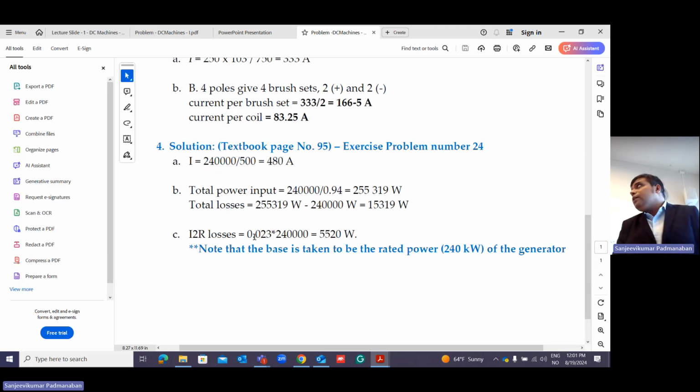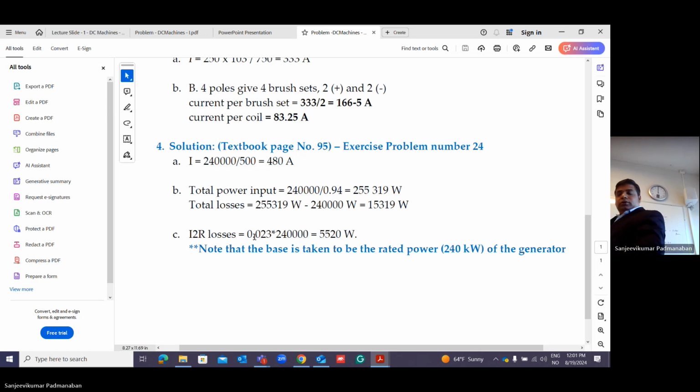So just multiply the per unit and find it. Multiply 0.023 into 240 kilowatt. The answer is going to be 5520 watts. Is that okay? Any doubt? Here, a typographic error, it is I square R.